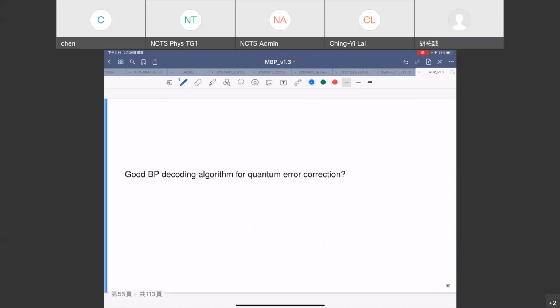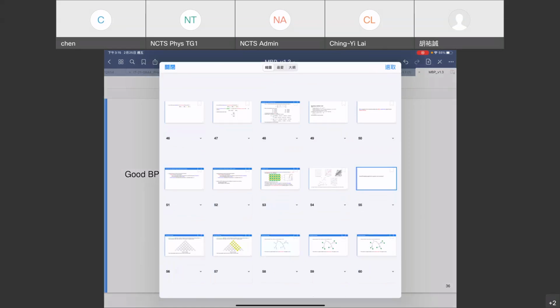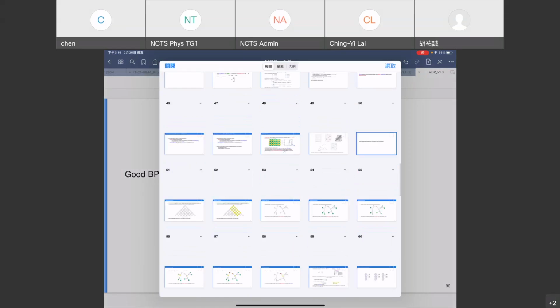A good candidate would be belief propagation. Belief propagation has complexity around D squared log D. So it will be better than perfect matching. And due to the time limit, I will skip the introduction of BP.